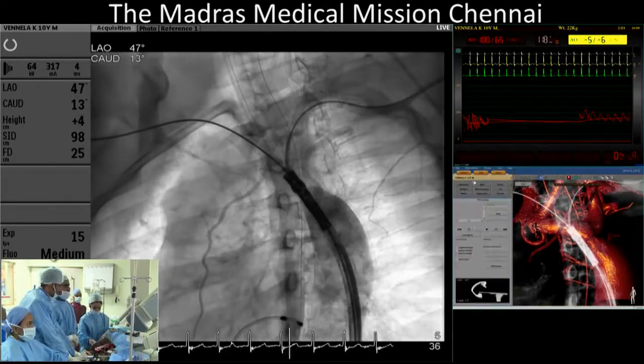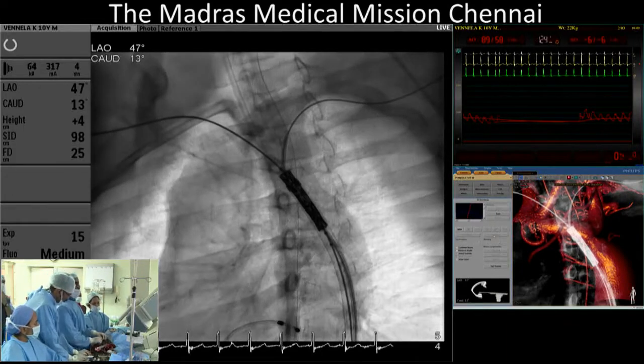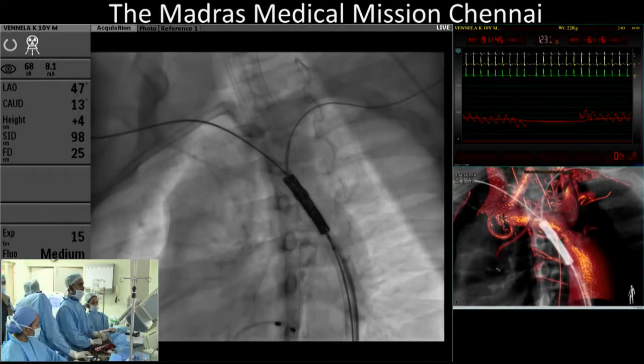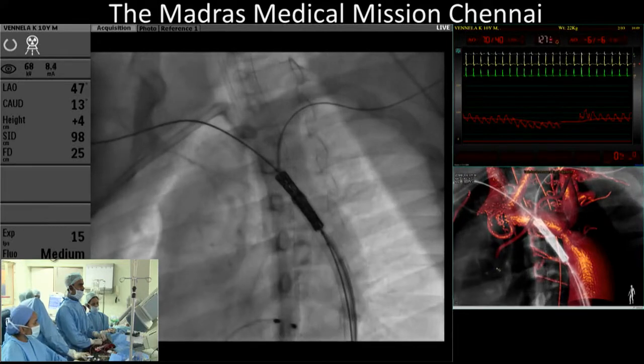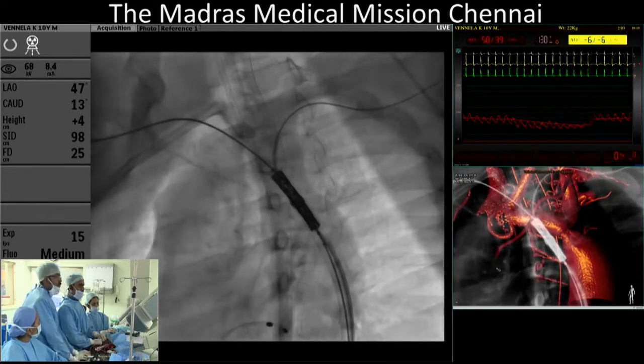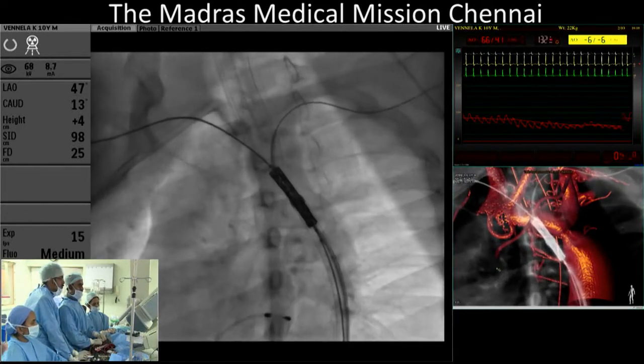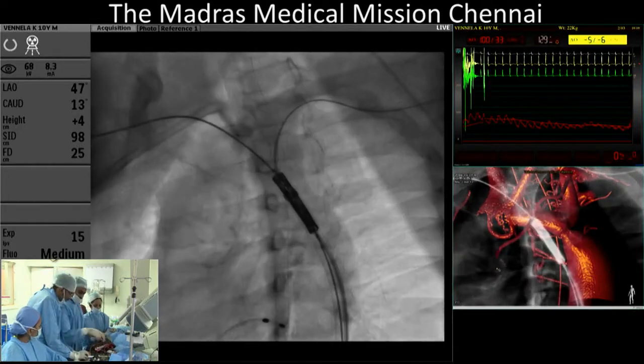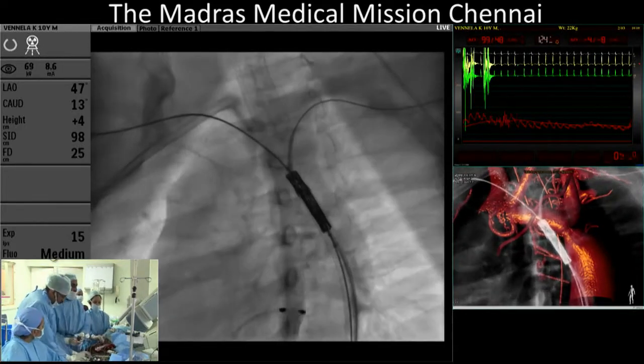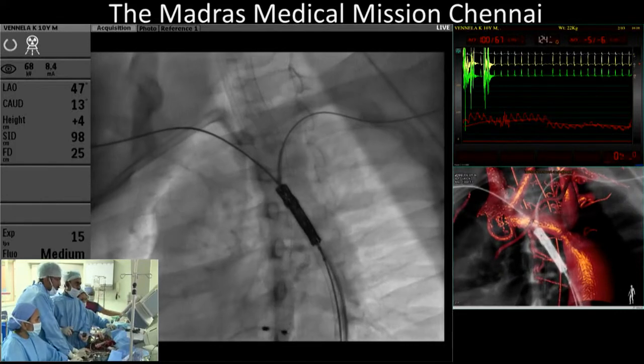So you have a single covered stent mounted on 2 balloons, correct? Exactly. So I am just bringing it below the level of coarctation. Hold it both. So right now I am getting it.